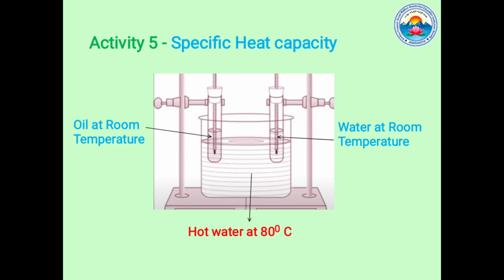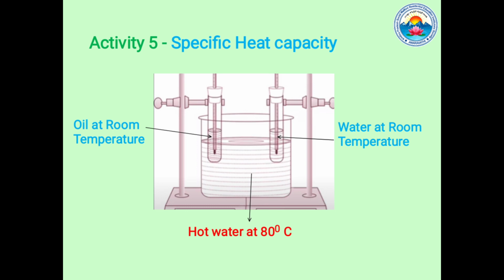Now insert two thermometers through the holes of the corks, one each into the two test tubes. Now clamp them to a retort stand and place them in the jar of hot water. Now observe the readings of the thermometers every 3 minutes from the oil tube and water tube. Note the readings in your notebook. What do you observe? In which test tube does the temperature rise quickly?